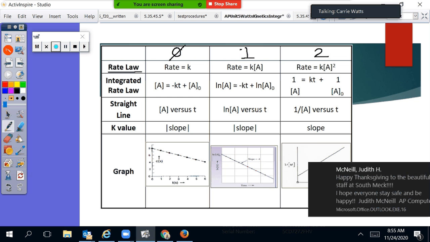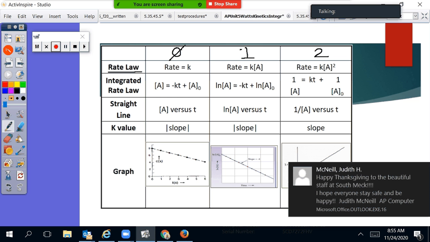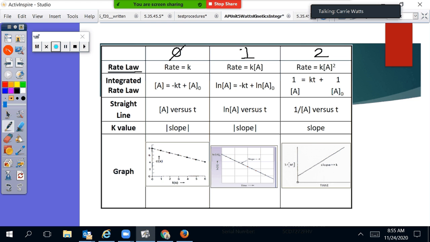Remember, rate equals K. Rate equals K times concentration of A. Rate equals K times concentration of A squared. Now, I've got to fix my little formatting here for a minute, but let's look at the integrated rate law. For zero order, A equals negative KT plus A naught. You can get a straight line when you plot A on the y-axis versus T, and the K value is the absolute value of the slope. It looks something like this.